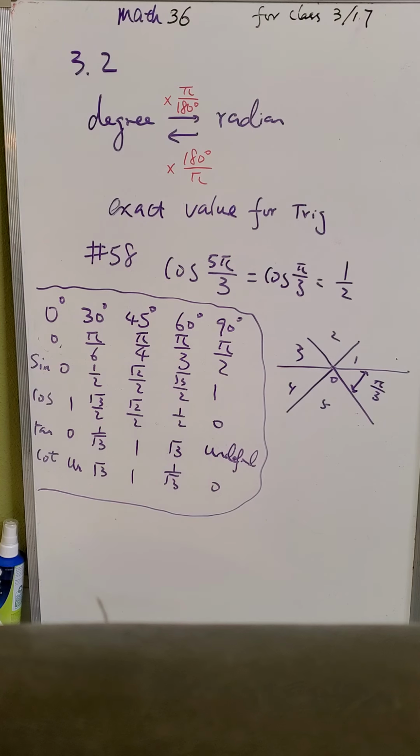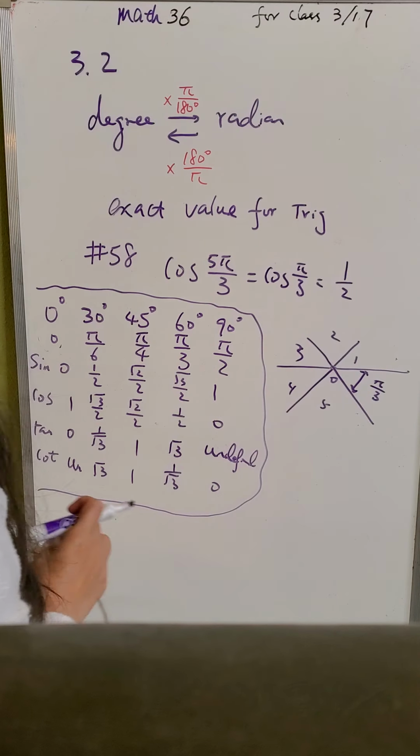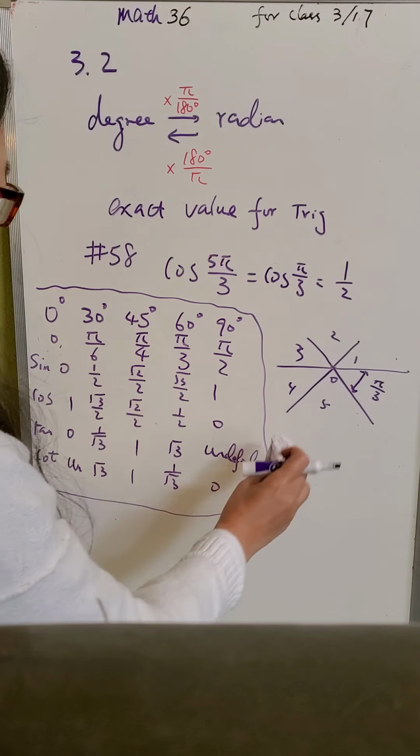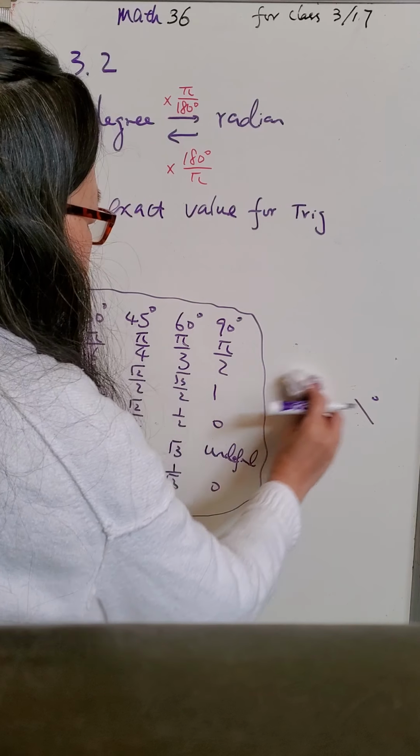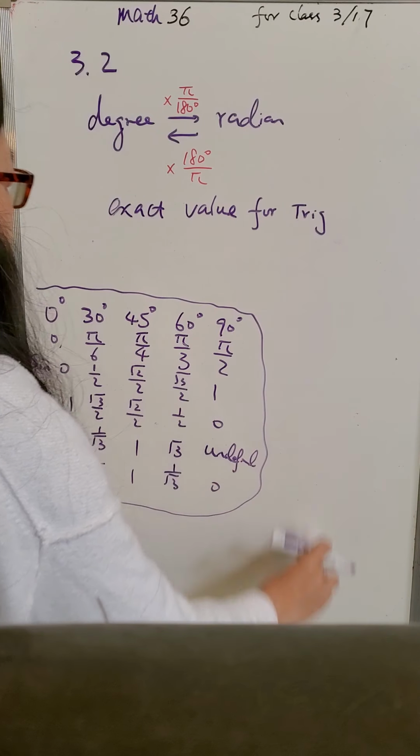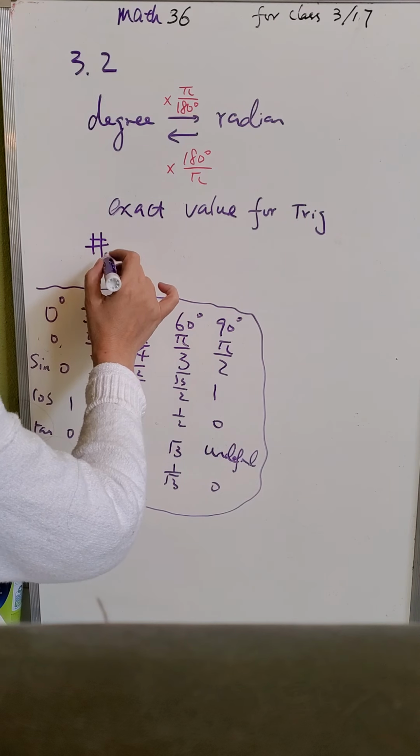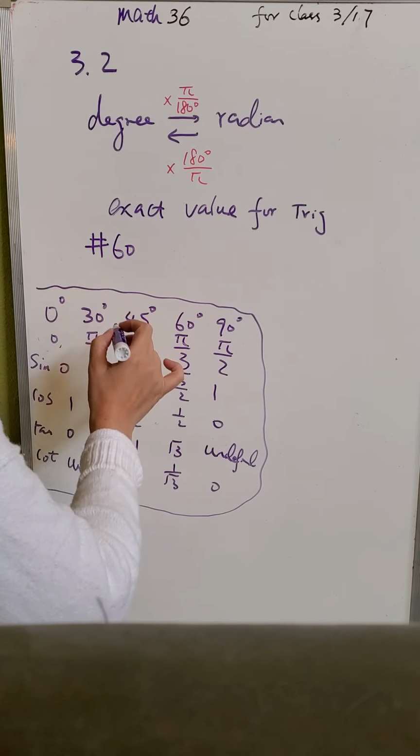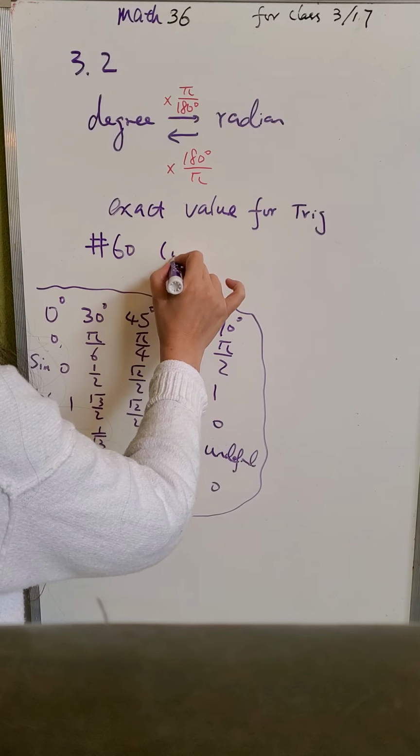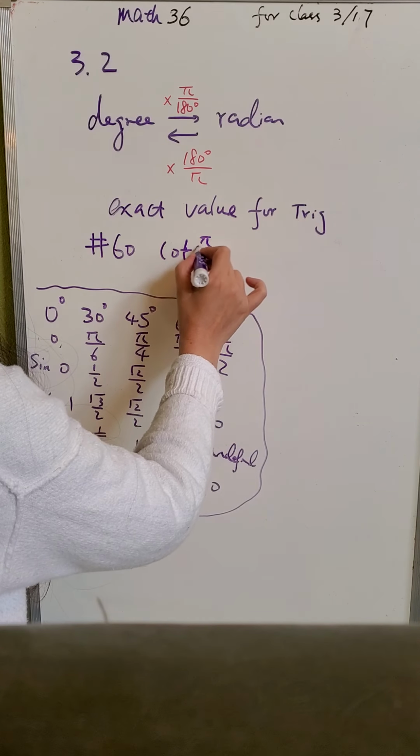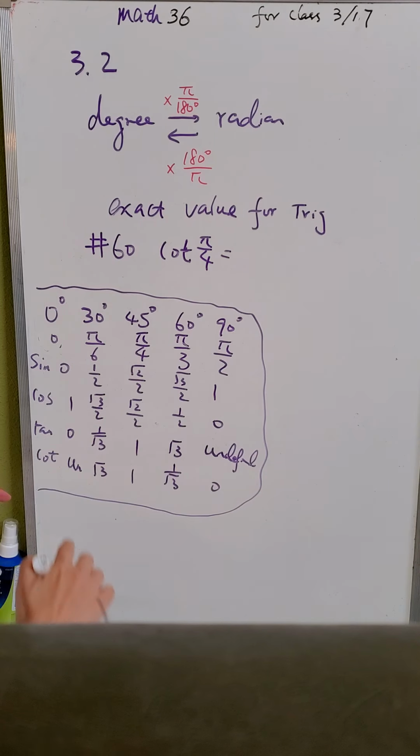Let's try number 16. I'm going to keep this one here and erase this one so I can have enough room. This is problem number 16(1), and we are doing cotangent of pi over 4. Cotangent of pi over 4 is right here, just equal to 1. That's pretty straightforward.